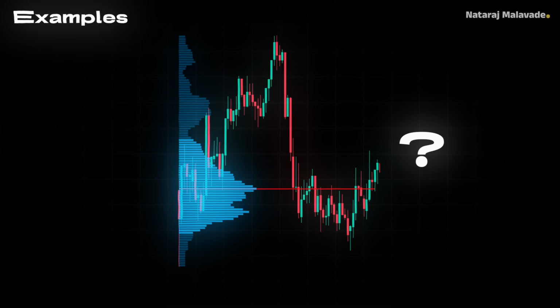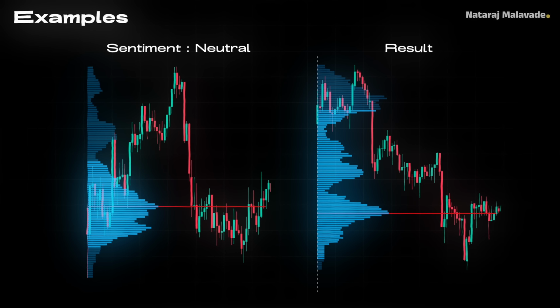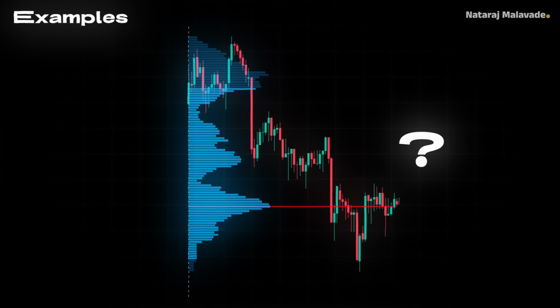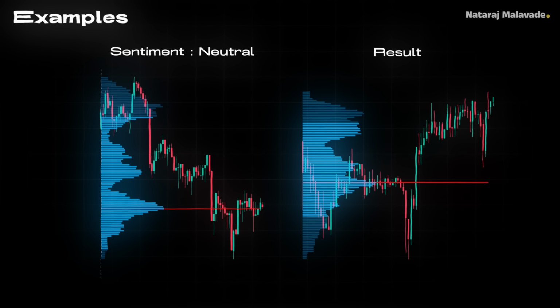Think about it. So in this example, it's quite clear that the market closed within the value area and it indicates a neutral sentiment, and as a result, we observed a downward momentum from the previous day high. Don't worry about the buy and sell signals, I will be discussing them in detail in the trading setup chapter. Now look at another example where the market again closed within the value area, and obviously it indicates what? A neutral sentiment, and this is the result of it.